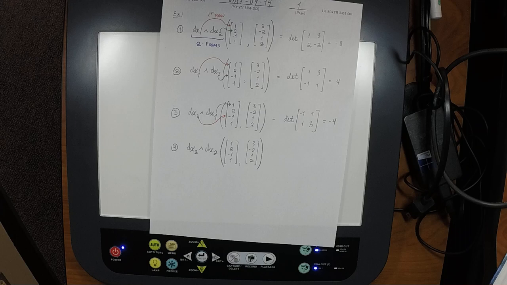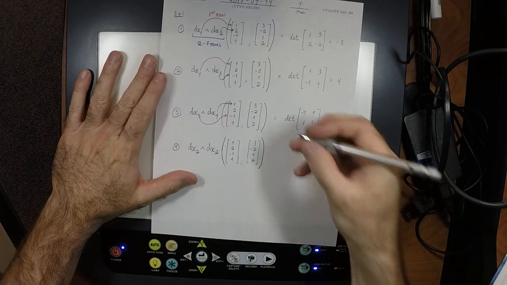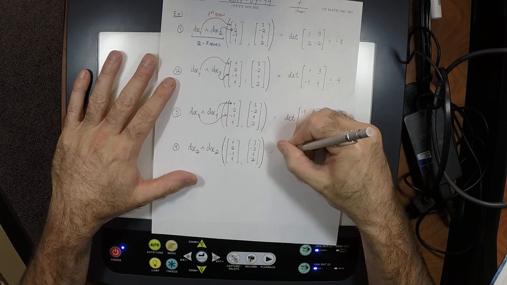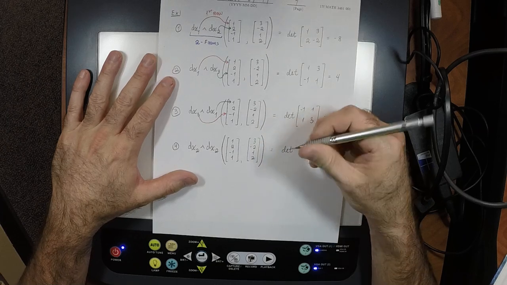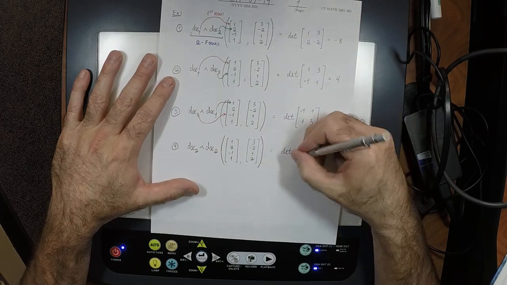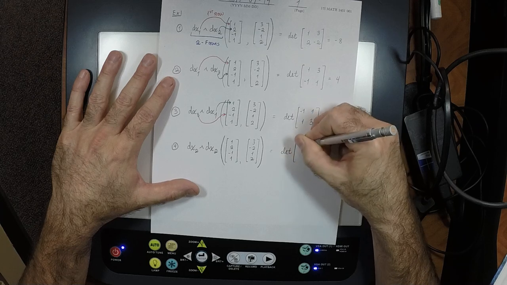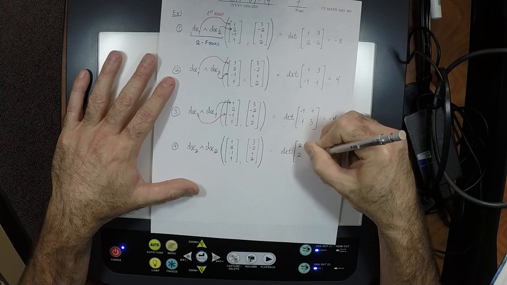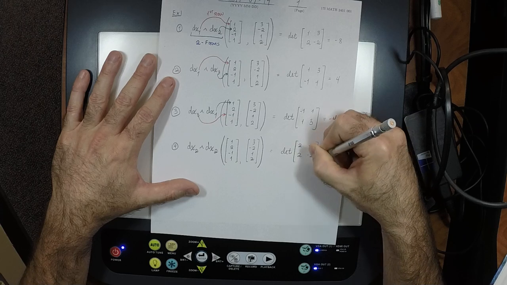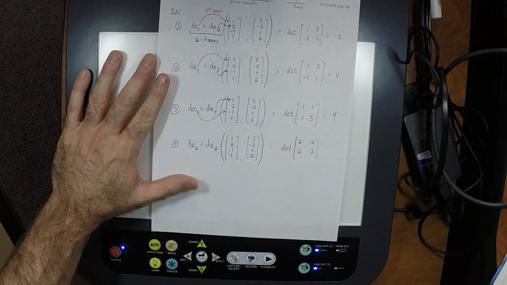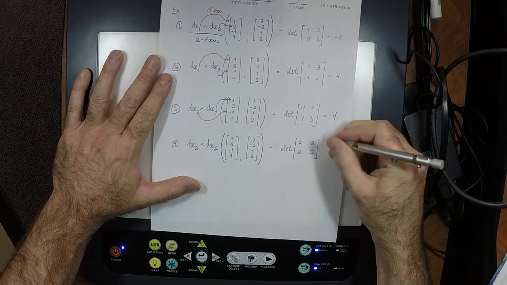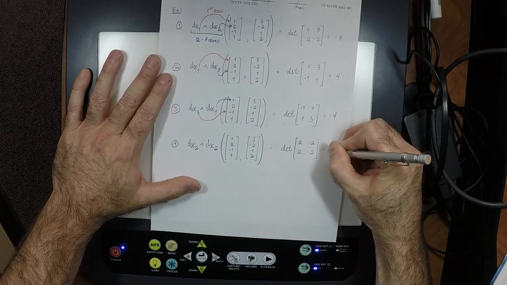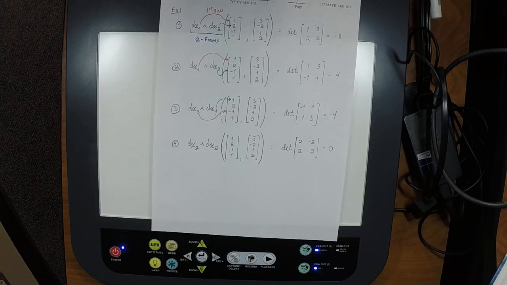So there's repeated rows, and for that matter, let's write it down to make sure that everyone can see it. If we repeat the second row twice, then it would be 2, negative 2, and 2, negative 2. So it's repeated. Interesting. So this is 0. Okay, any questions about these so far?